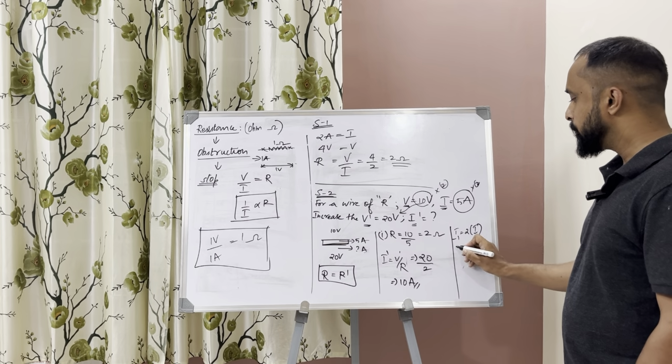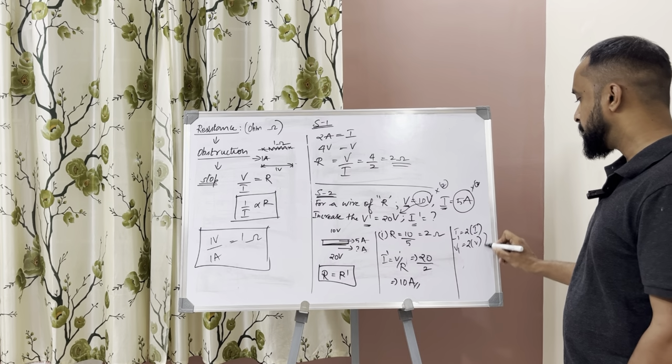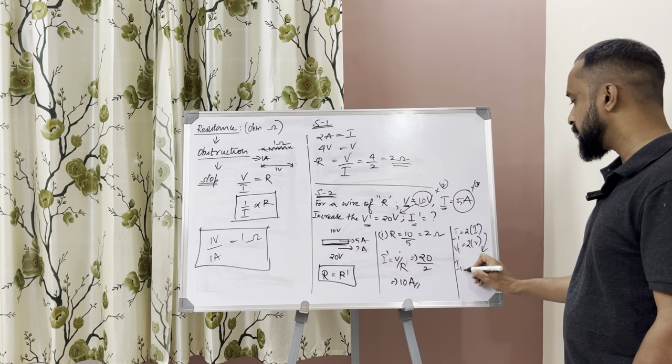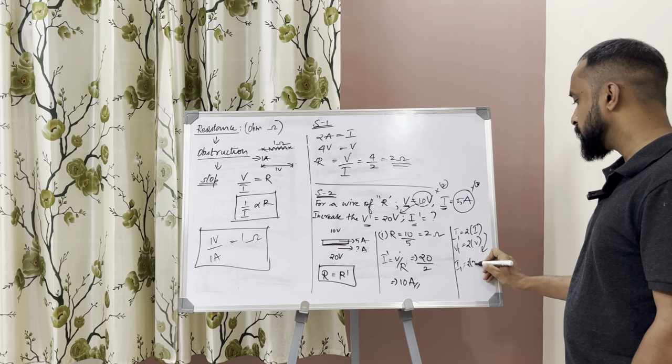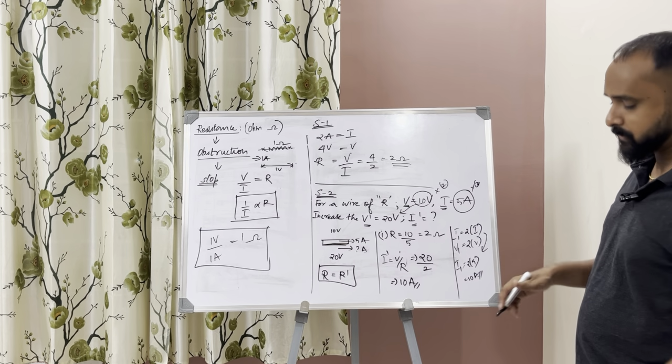How do you know that? Because the new voltage was 2 times the old voltage. Applying that, I can take the new current as 2 times the old current. The answer will be 10 volts, 10 amps.